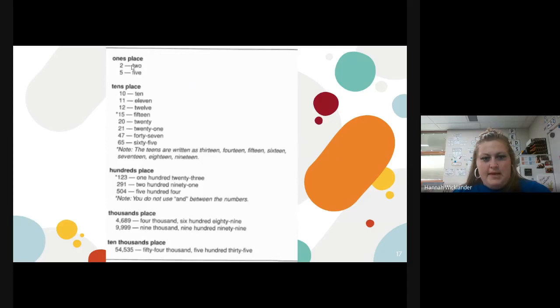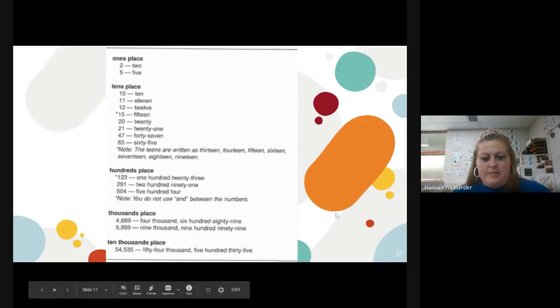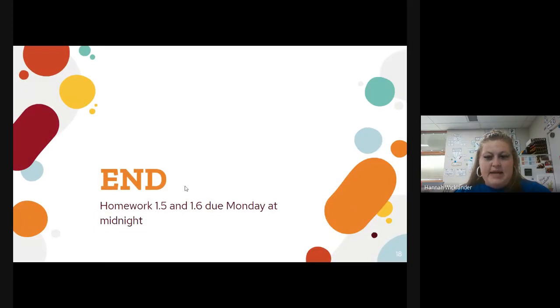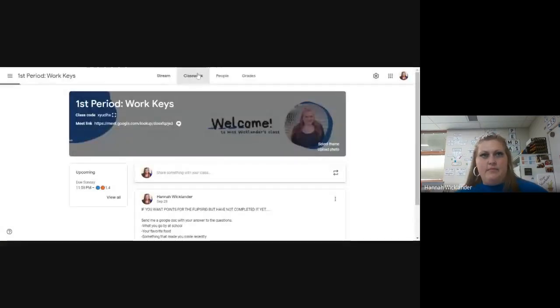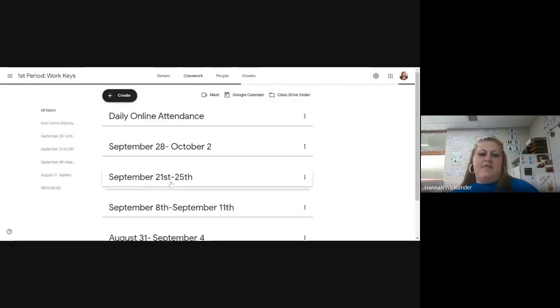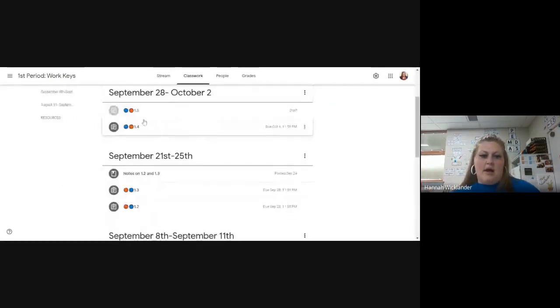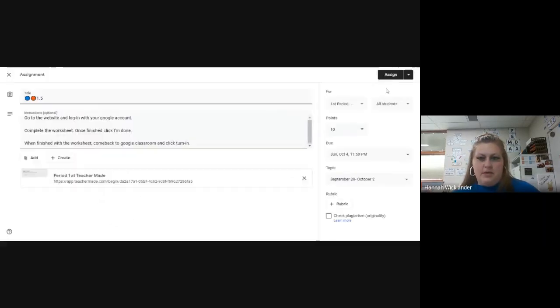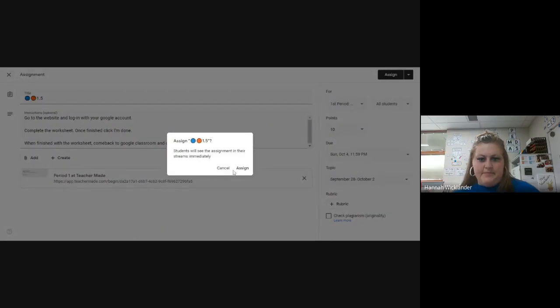Here's just a quick little chart that I'm going to post in the Google Classroom. But that is it for today's lesson. So we're going to go to our Google Classroom in a second once I assign it. And then our homework or assignment for today is just 5 problems on homework assignment 1.5. So let me assign it.